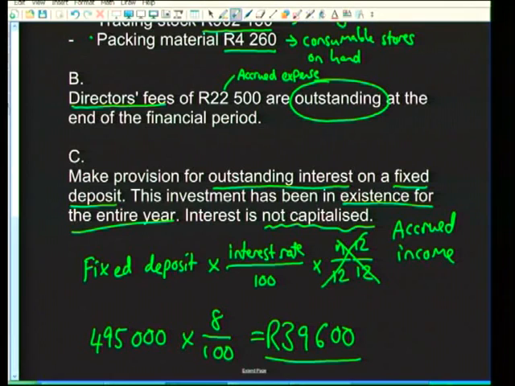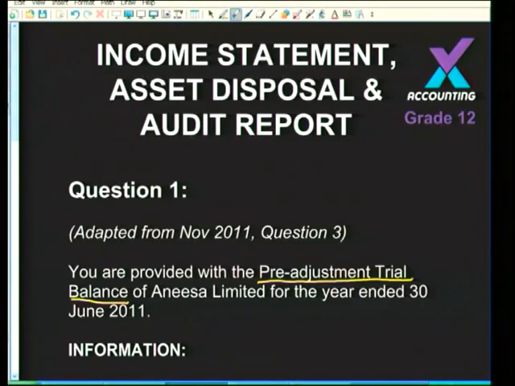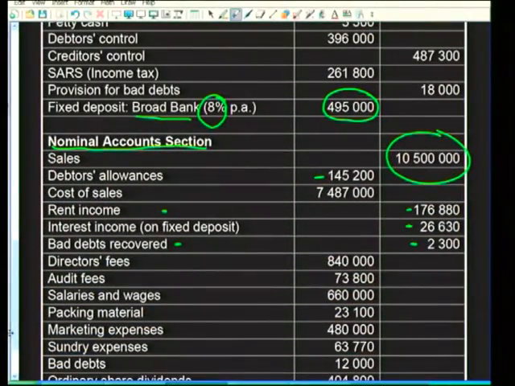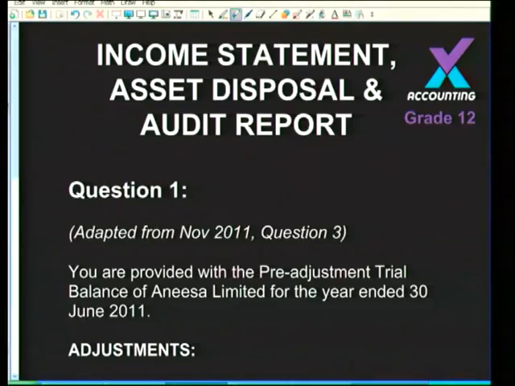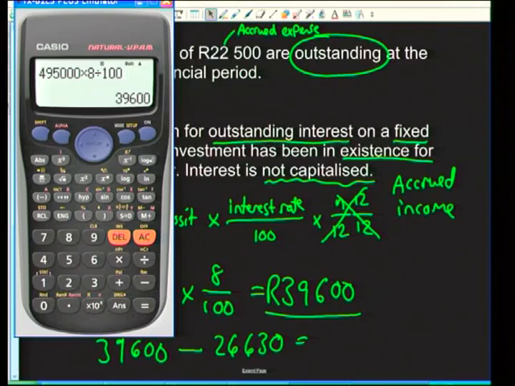So how much is going to be accrued? Well, it's just going to be this 39,600 minus the number that appears in our trial balance. In other words, minus the part that we've already received, minus 26,630. Let us put it in. Subtract 26,630. And the amount that we are still owed on this interest is calculated like this. So the answer comes to 12,970. The bank still owes us interest of 12,970 rand for this fixed deposit.